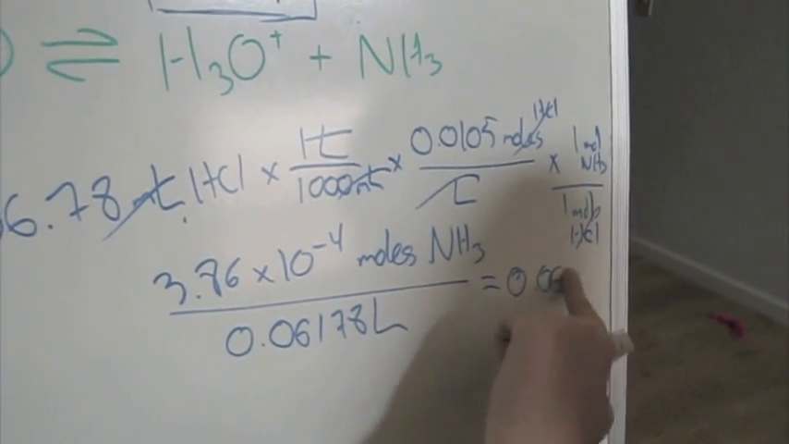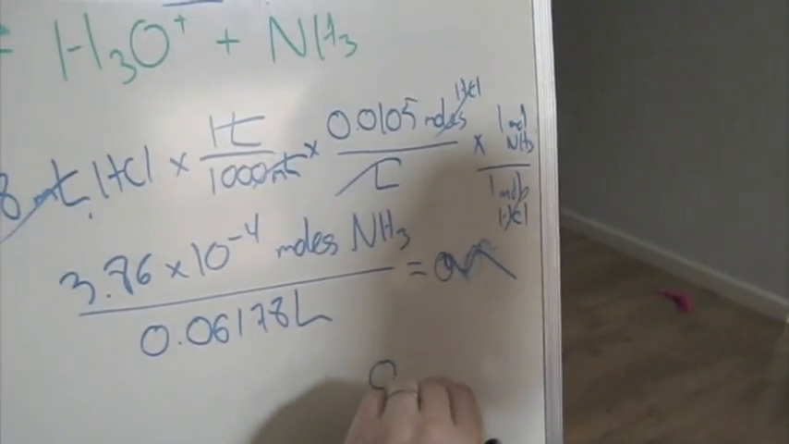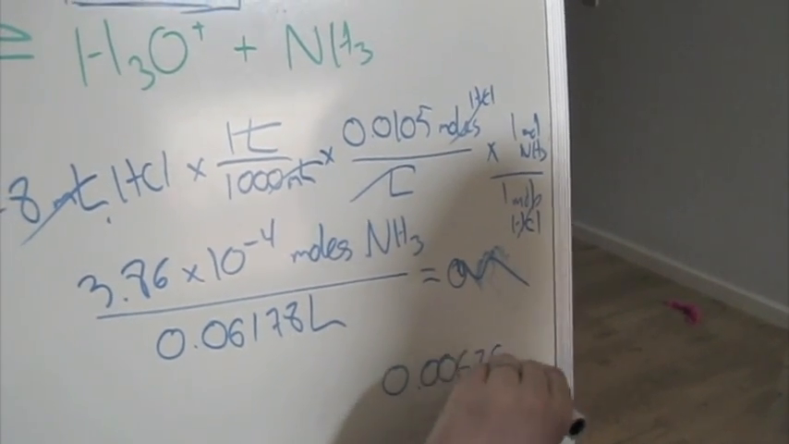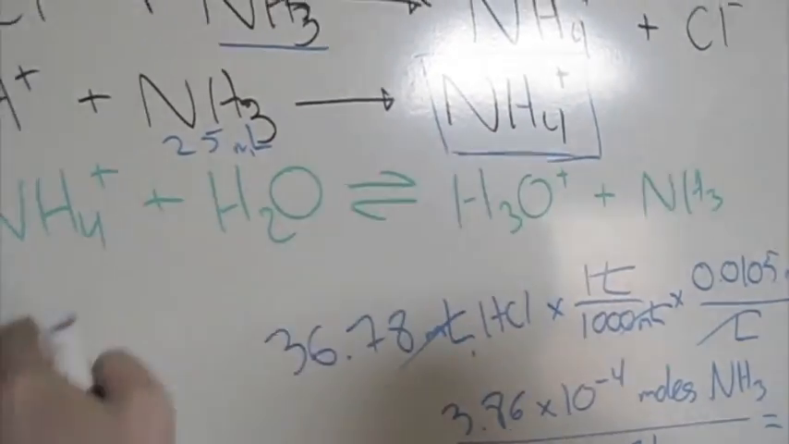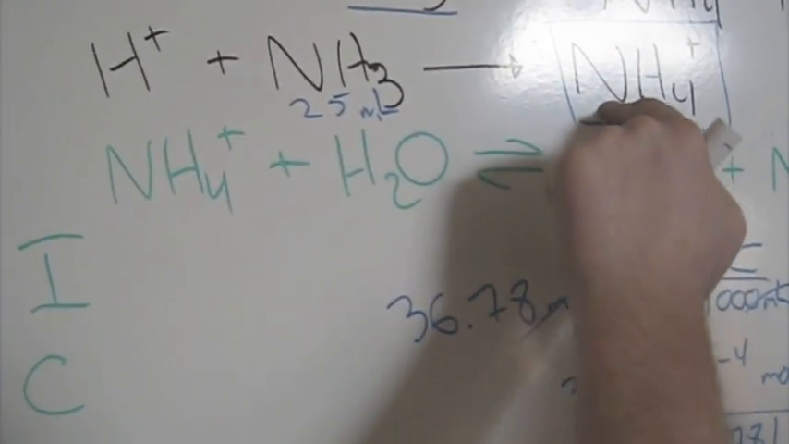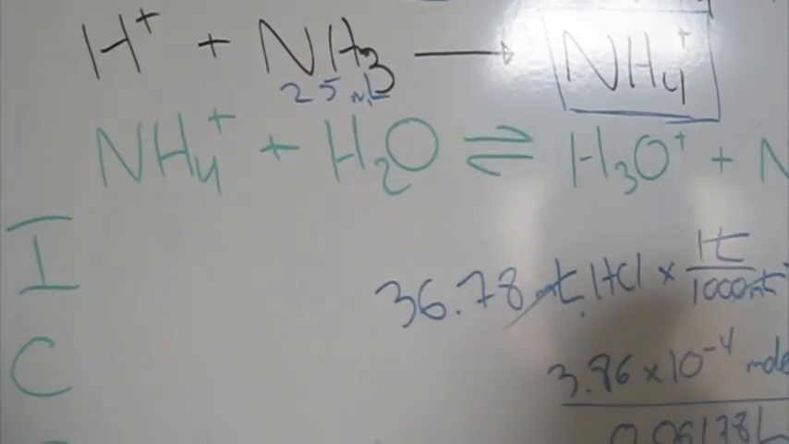0.00625 molar. I apologize, guys. That is going to be the initial concentration then of the ammonium ion in our ICE table, because the ammonium ion that's produced in this step is used to make hydronium in this process.